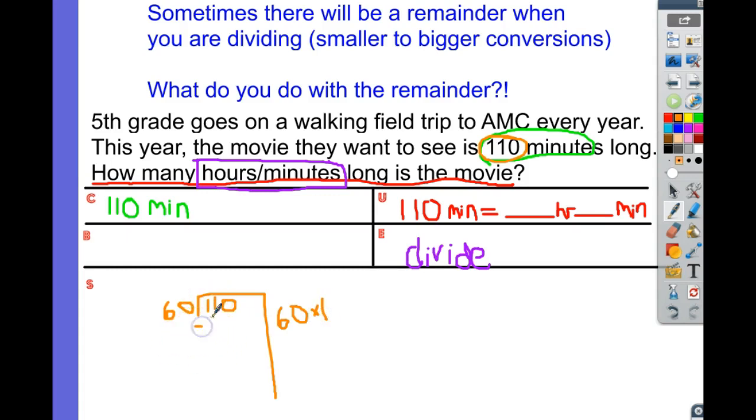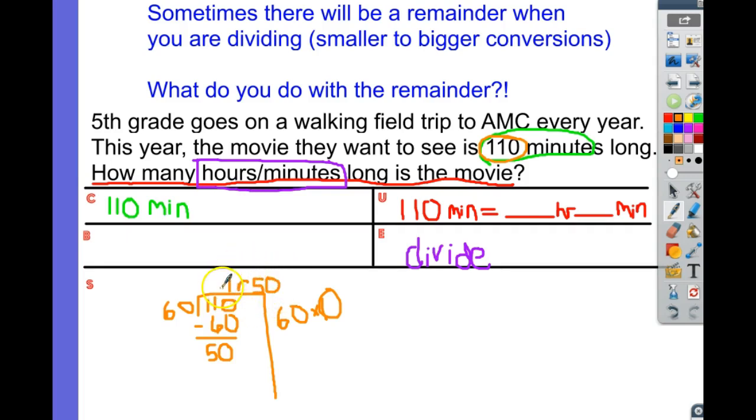So I'm going to just take away 60, and that's going to leave me with 50. Now, can I take any more groups of 60 away from 50? No, I can't. So 50 actually becomes my remainder. My quotient is 1 with a remainder of 50. So remember I said, what am I going to do with this remainder? Well, think about the word problem. I had 110 minutes, and I took out however many hours there were. Well, there was one group of 60, so that was 1 hour. And the leftover is minutes. So I have a remainder of 50 minutes.